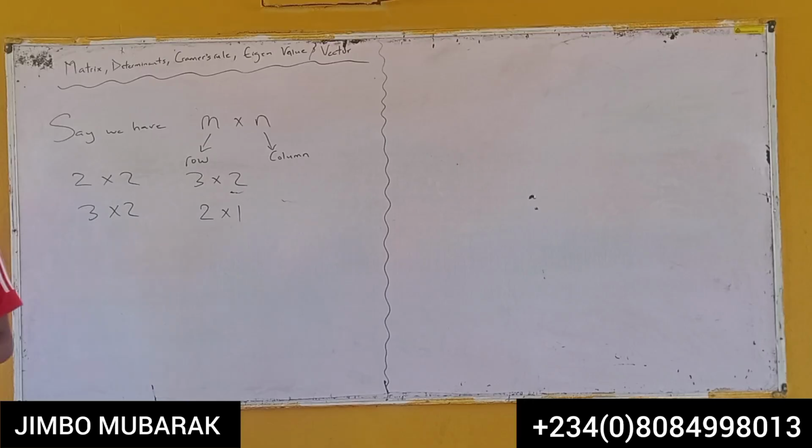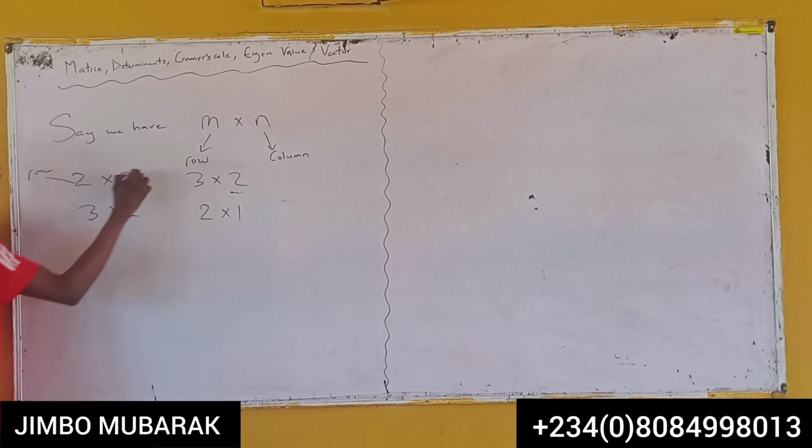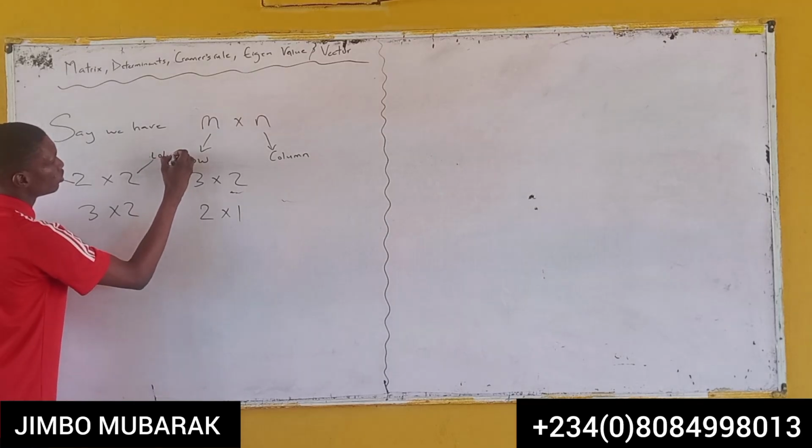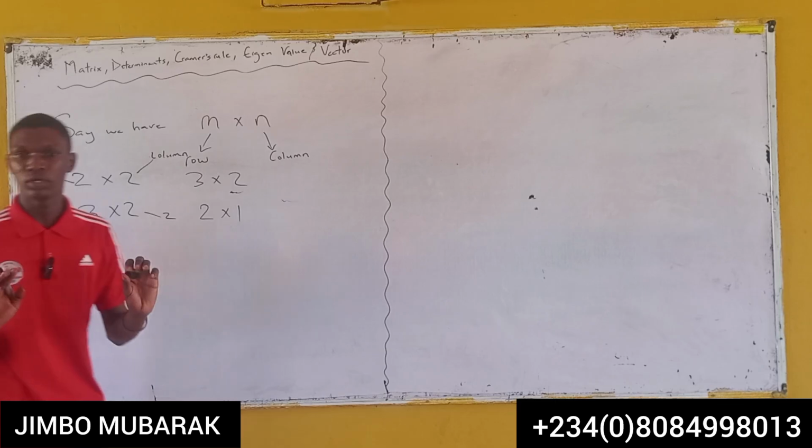So when we say 2 by 2 matrix, it means what? 2 row and what? 2 column, alright? 2 row and 2 column. Then when we say 3 by 2 matrix, what do we mean? 3 row and what? 2 column, alright?